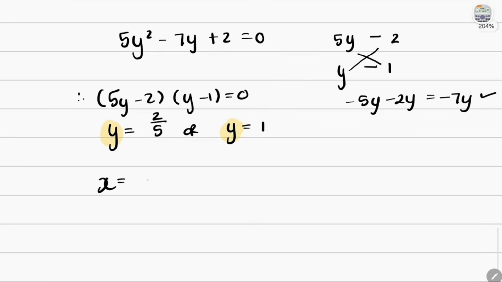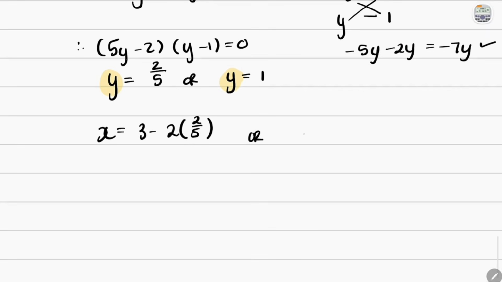So x equals 3 minus 2 and then this is y, 2 over 5. Or x is equal to 3 minus 2 and then 1. So this means that we're going to have x is equal to, you can't just use the calculator. This is 4 over 5, and then this can be put over 5 by making it 15 over 5. 15 minus 4 is 11, so we have 11 over 5.